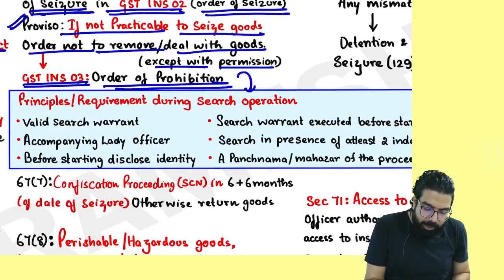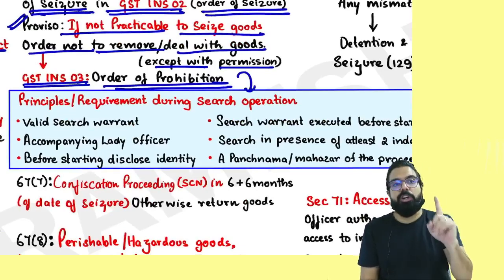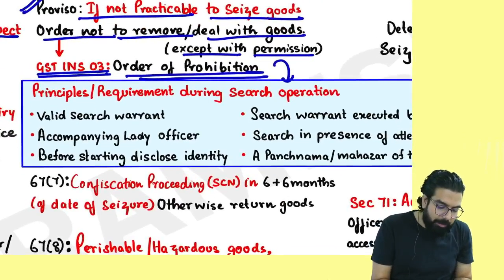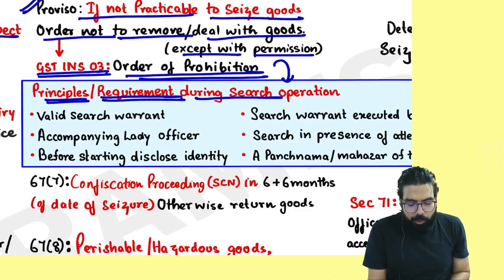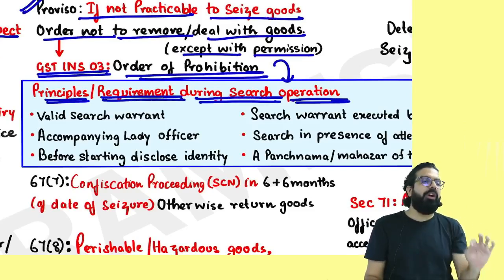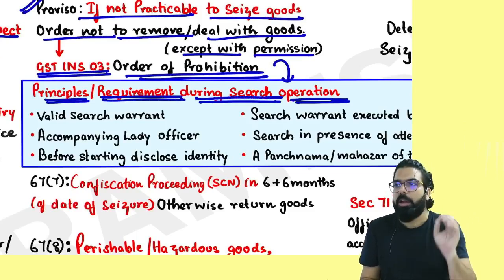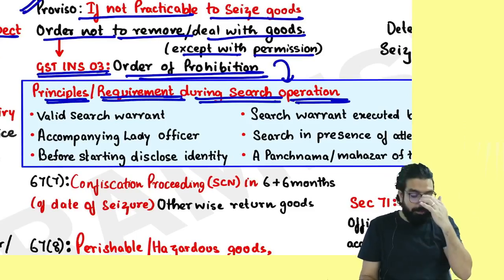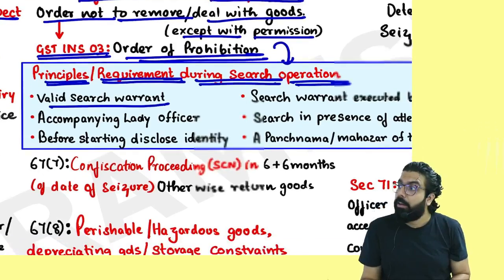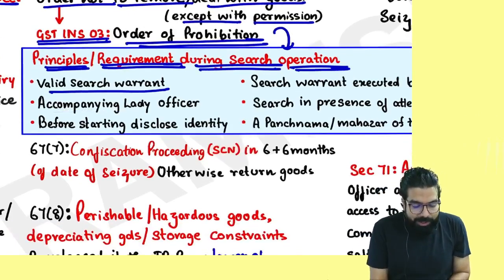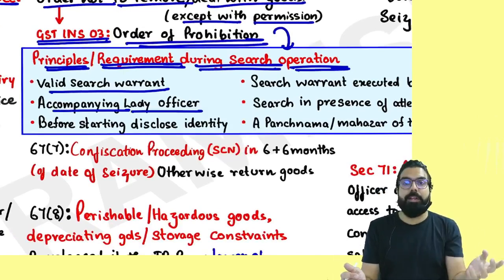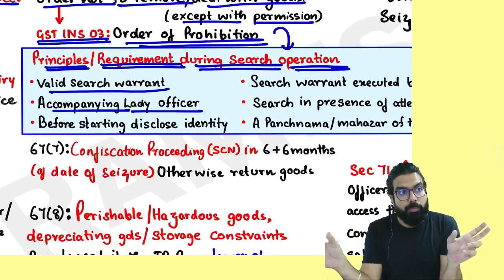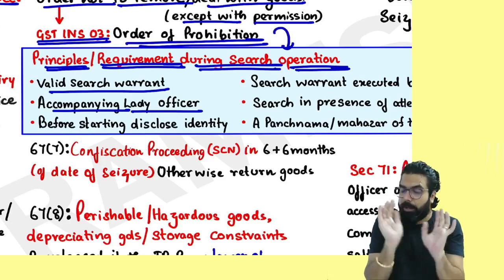Now, always remember one thing. Whenever they are coming for search and seizure, remember, this can be asked in the exam. What are the principles or requirements during a search operation? Whenever the officers come for your search operation, what are the basic requirements? Number one, there should be a valid search warrant. One lady officer should be accompanying. Supposing they came for the search and the women in the home started crying, there should be a lady officer to take care.